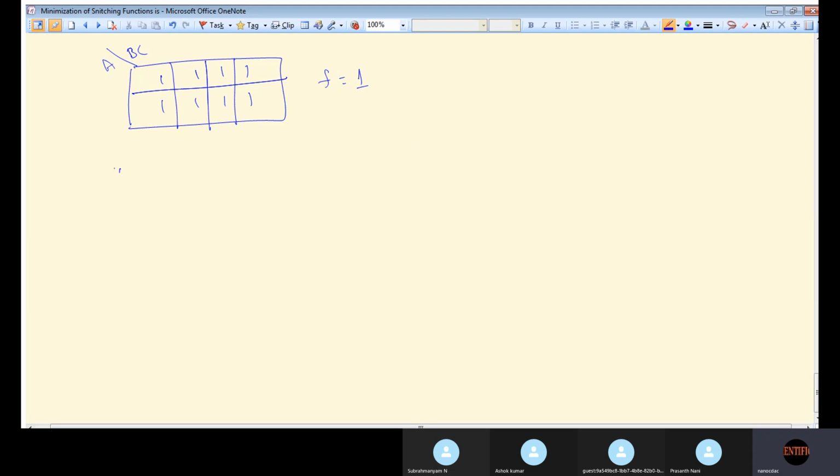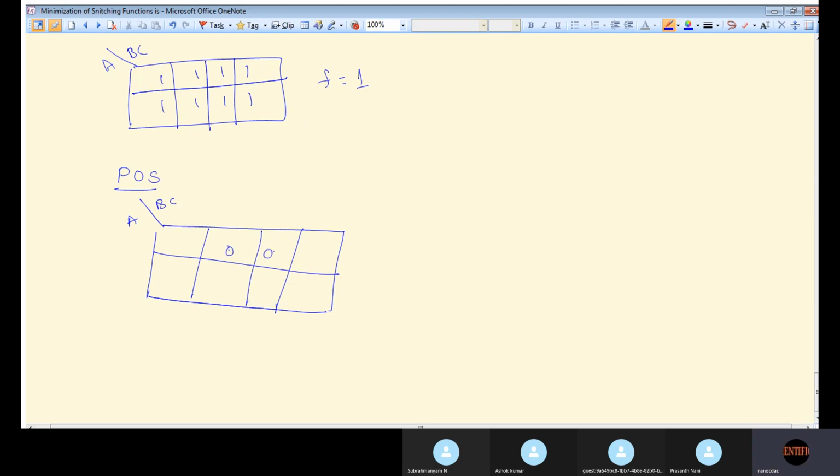Another one, in POS, I will give you one combination. Use your brain and tell me. There will be some rare combinations like this. Okay, here you have A, B, C, with 0, 0, 0, 0. It's POS. So now tell me, how will you write it?